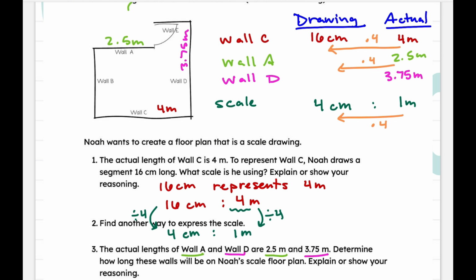2.5 multiplied by 4 is equal to 10. Don't forget to change our units. Yes, in the actual, we're measuring in meters, but now that I'm in the drawing, I'm going to measure in centimeters. Now we're going to do the same thing. We're going across this way, going in the same direction, so that means I'm going to be multiplying. And I have 3.75 multiplied by 4 is equal to 15. Don't forget our units of measure change to centimeters.